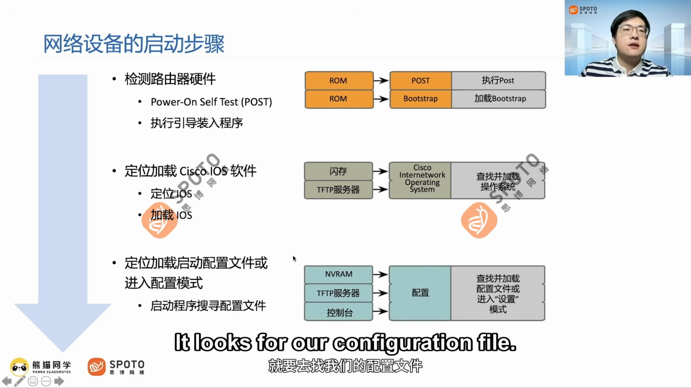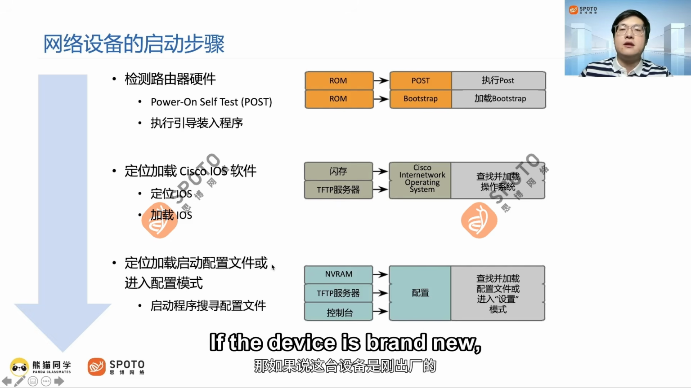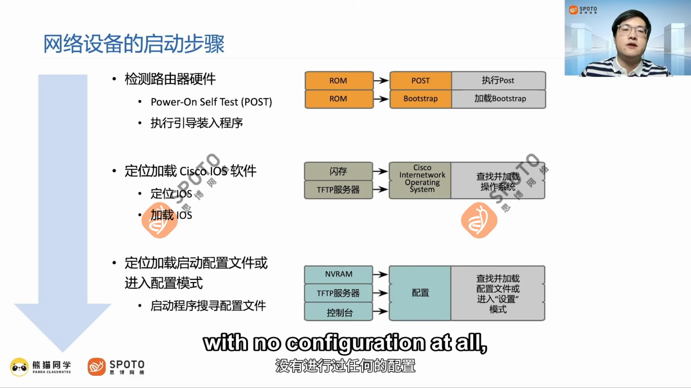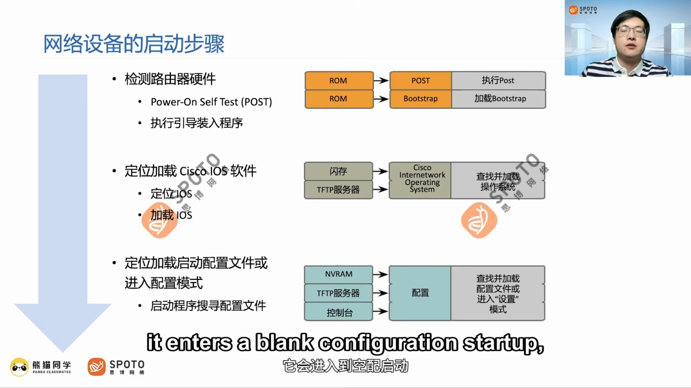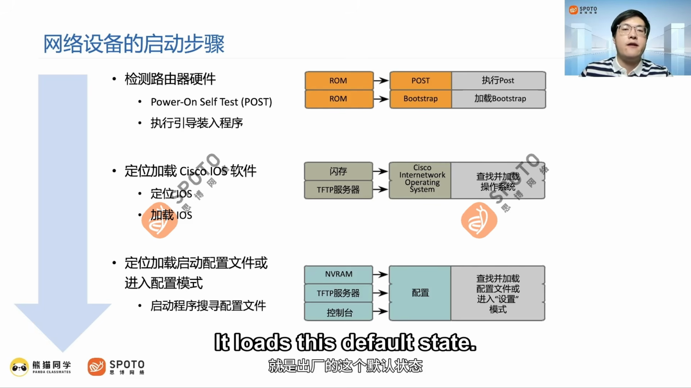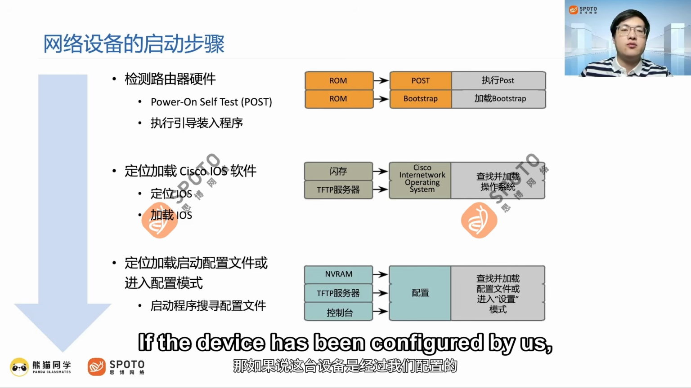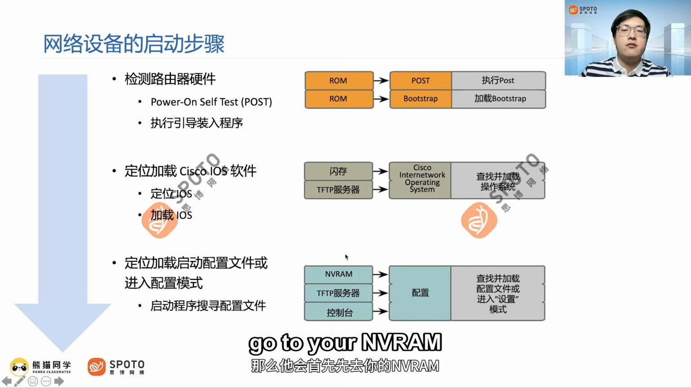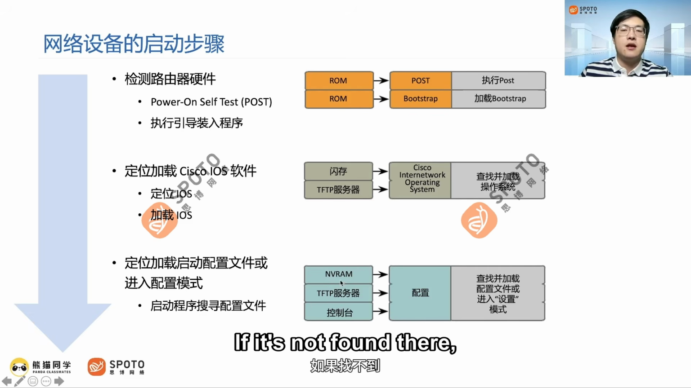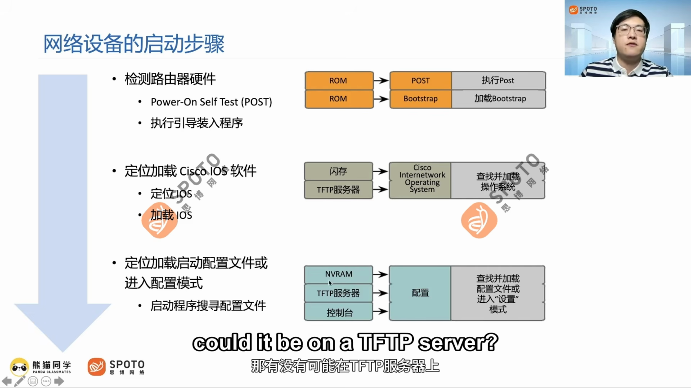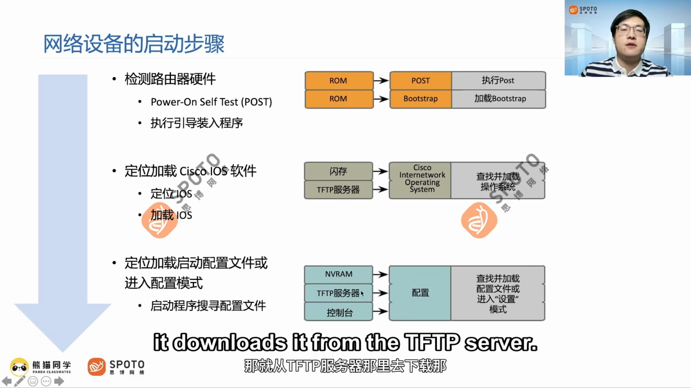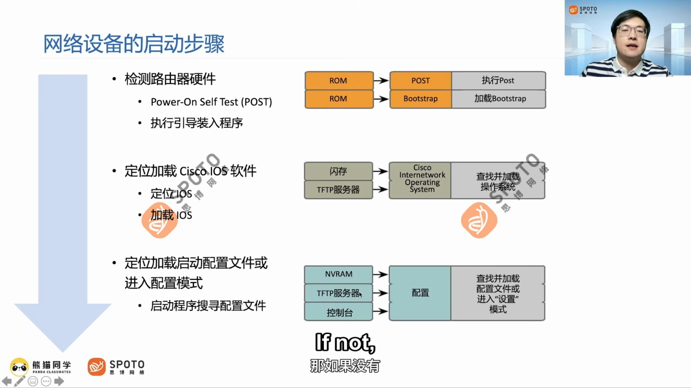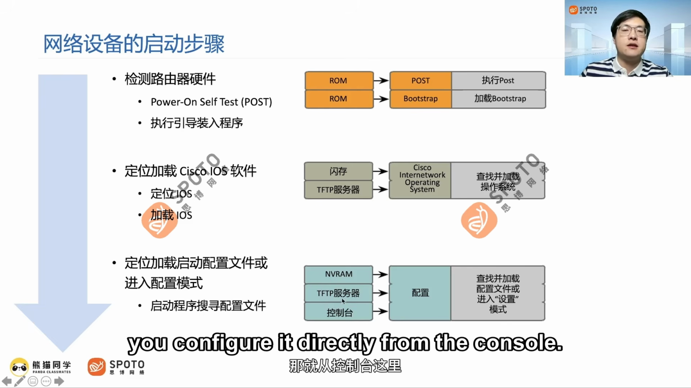If the device is brand new, with no configuration at all, it enters a blank configuration startup, which is the factory default state. It loads this default state. If the device has been configured by us, it will first go to NVRAM to find your configuration. If it's not found there, it could be on a TFTP server on the network, on other servers. If it's available, it downloads it from the TFTP server. If not, you configure it directly from the console.